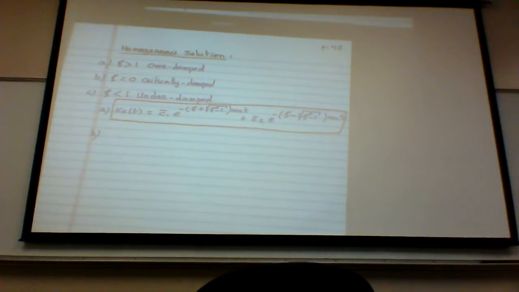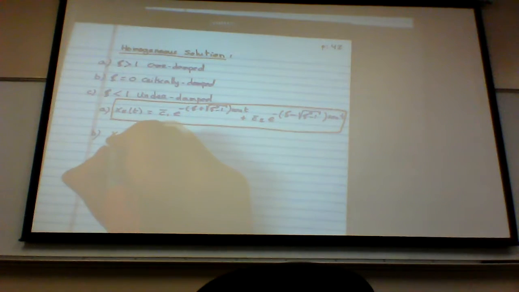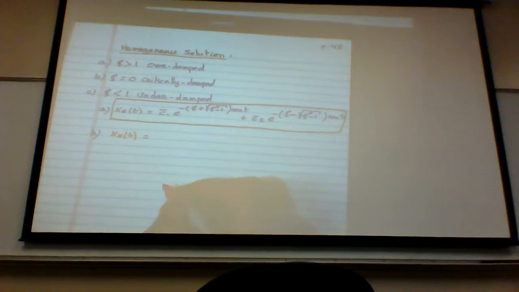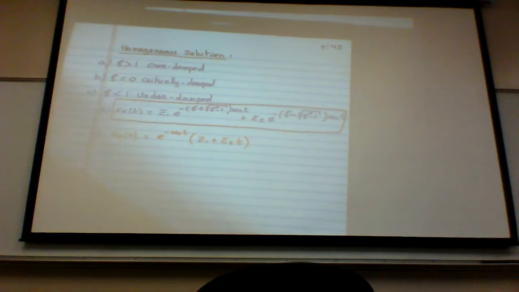Then if it is critically damped, what was the response? Exponential of minus omega n t. Remember when you have two repeated roots, you get C1 plus C2 t, so you need to multiply the second one by t. So this would be for the critically damped.